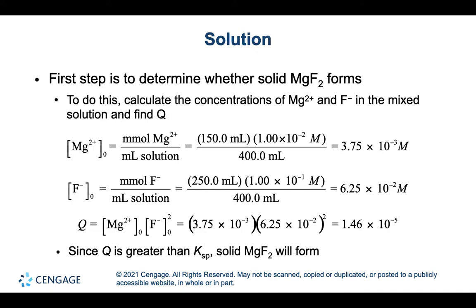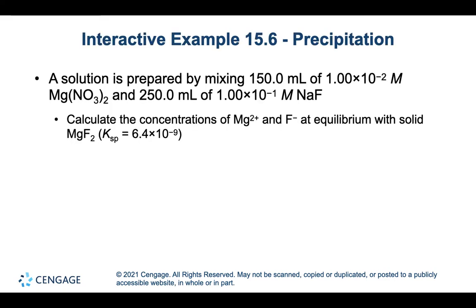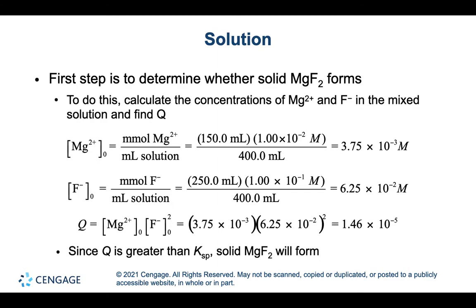For the F minus, it's the milliliters of the sodium fluoride times the molarity of the sodium fluoride divided by the final volume after mixing, and you get 6.25 times 10 minus 2. So to verify that we will get some precipitate, we plug these into the Q value: 3.75 times 10 minus 3 times 6.25 times 10 minus 2 squared, and we get 1.46 times 10 minus 5. So that is in fact larger than the Ksp of 6.4 times 10 minus 9. So we can verify, since Q is greater than K, solid magnesium fluoride will form.